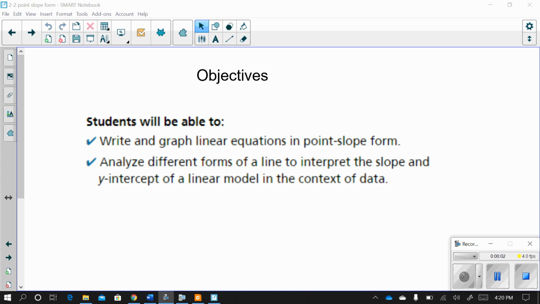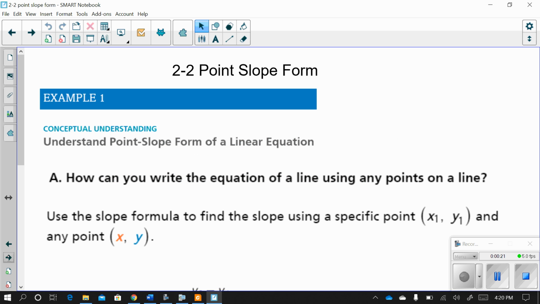Okay, so today's lesson we're going to talk about point slope form. So today we're going to write and graph linear equations in point slope form, and we're going to analyze different forms of a line to interpret the slope and the y-intercept. Okay, so we've spent some time with slope-intercept form, y equals mx plus b. This is the second form of linear equations we're going to study. So this is 2-2 point slope form.